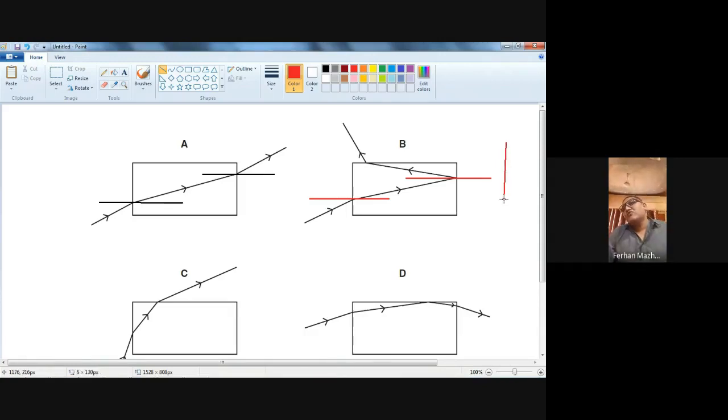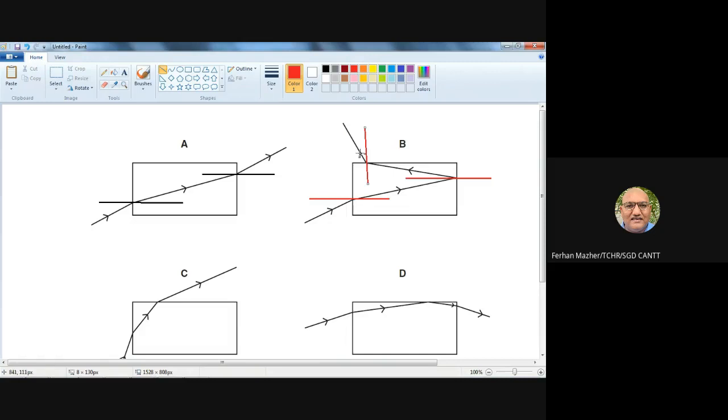Because I'm working with the mouse, it's a bit difficult. So now I will put a normal here. Now you see this angle of incidence here is clearly greater than this angle of incidence. If this angle of incidence was more than the critical angle, this obviously is also greater than the critical angle. So the process of total internal reflection should have taken place here, but it has not. The light has gone out.